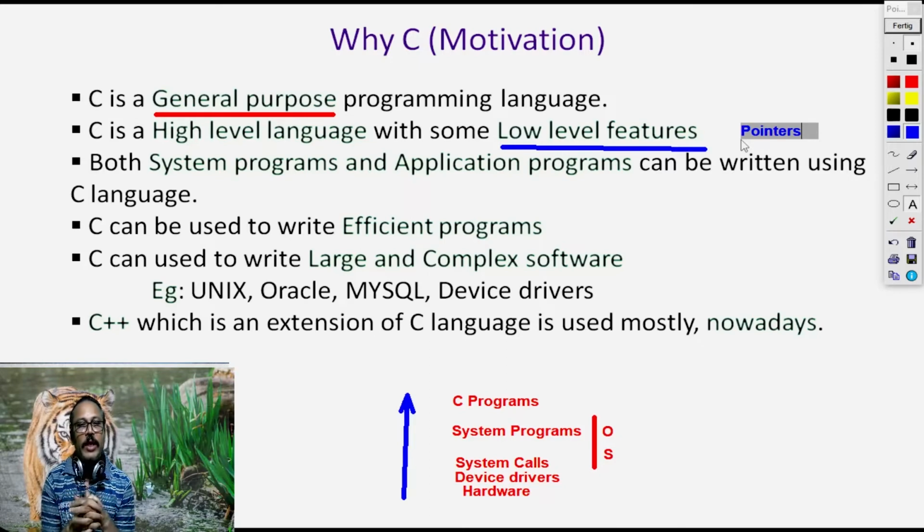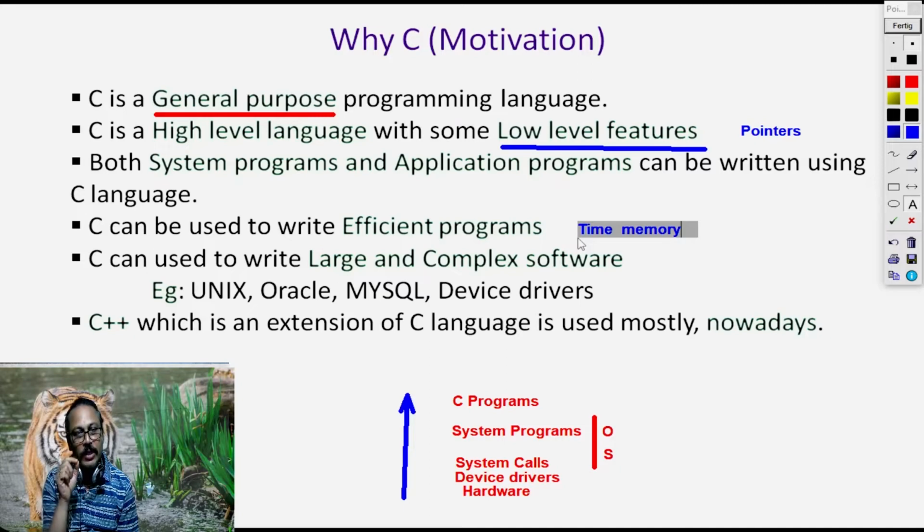C can be used to write efficient programs. In computer terms, efficiency is measured with two quantities, time and memory. A program should take a minimum amount of memory and should execute quickly. In that case, it is efficient. So if you write C programs, they take less memory and also they execute fast. In fact, executing fast is one of the most important characteristics of C language.